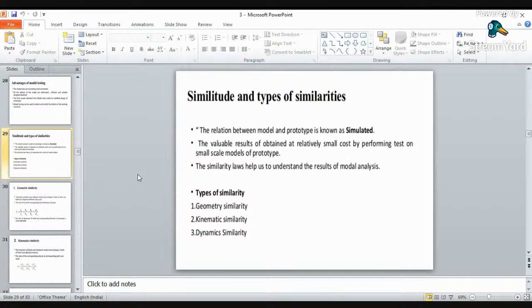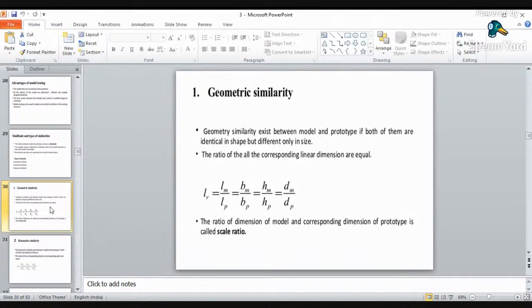So geometric similarity deals with dimensional similarity, kinematic similarity deals with similarity related to the flow, and dynamic similarity deals with similarity of forces and pressures. Geometric similarity will exist if both the model and prototype are the same in shape but at a different scale. Suppose my model is 10 meters in length; for the prototype I can select a particular scale, say a 1:10 scale. That 10-meter length can be reduced to 10 centimeters, or whatever scale you design.